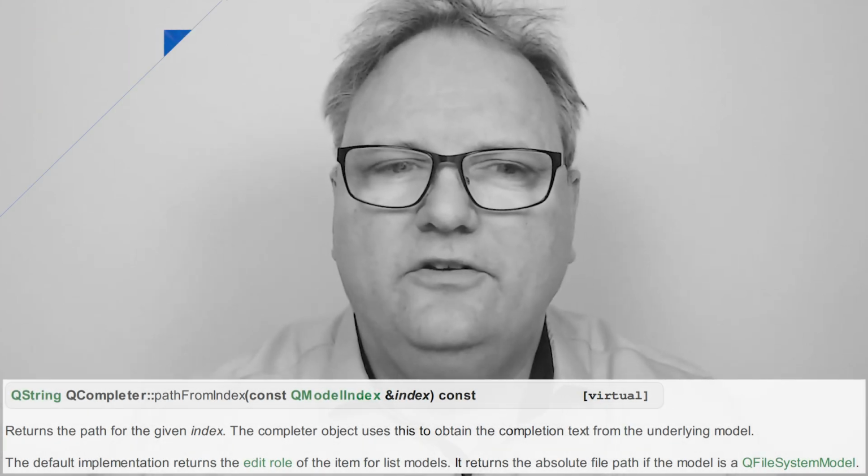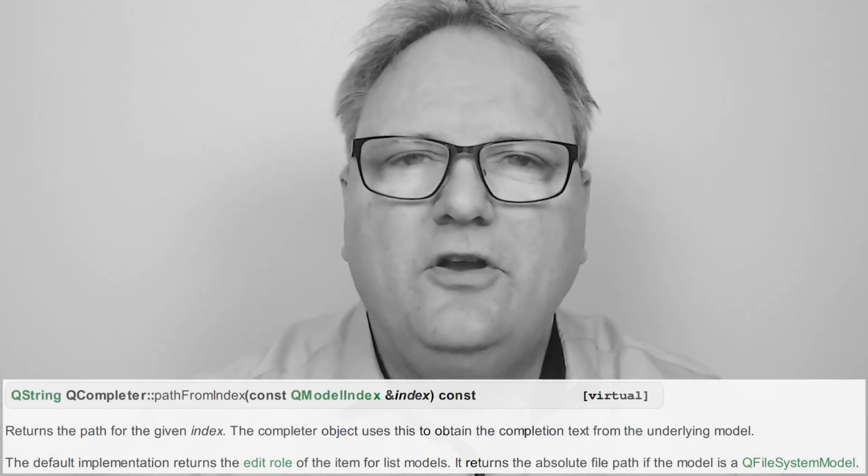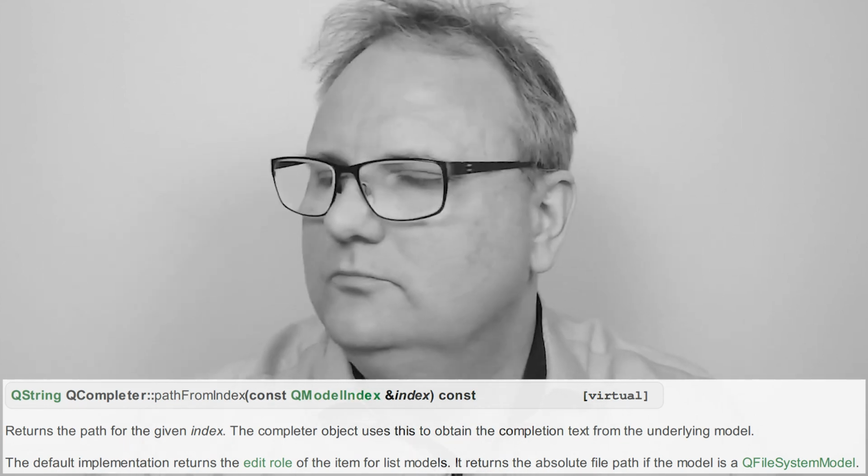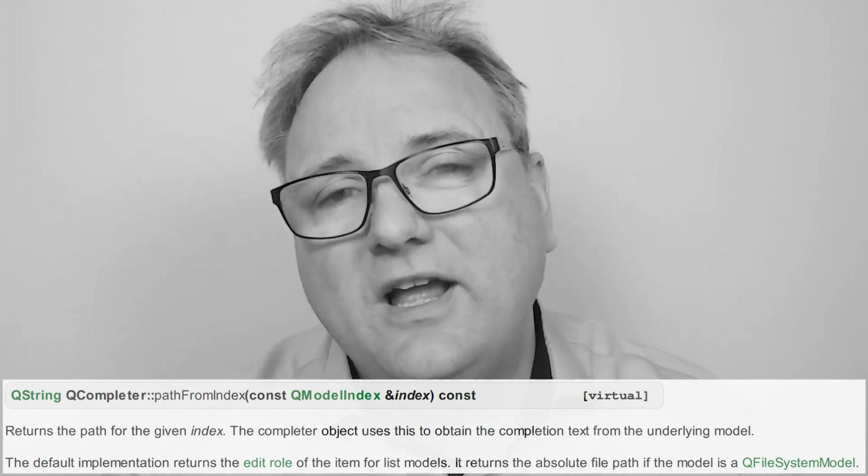What? The bug? Where? What? Well, it went for the role, namely the role that was specified whenever I set up the completion role. And that wasn't what it should have returned. Instead, it should have returned the display role, or as the documentation for pathFromIndex says, and it's showing here on screen now, the default implementation returns the edit role. Well, no, it didn't, but it should have.